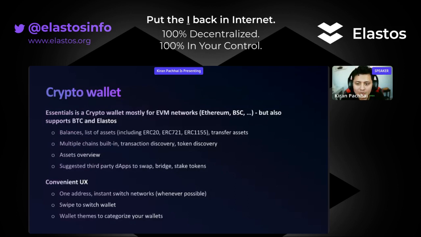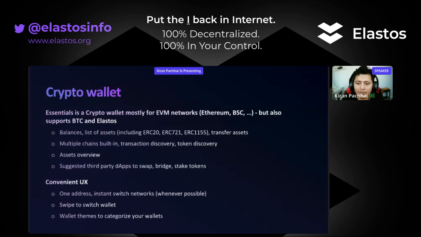So crypto wallet, right? Essentials is a crypto wallet first and foremost, and it is mostly on EVM networks, which means we support a whole bunch of EVM networks such as Ethereum, Binance Smart Chain, Polygon, and so on and so forth. It lists the basic crypto wallet features, such as the balances. You can see different ERC20 assets, 721, 1155, all these NFTs. You'll be able to transfer them. It even has multiple chains built in. You have transaction history, token discovery, all of that kind of stuff.